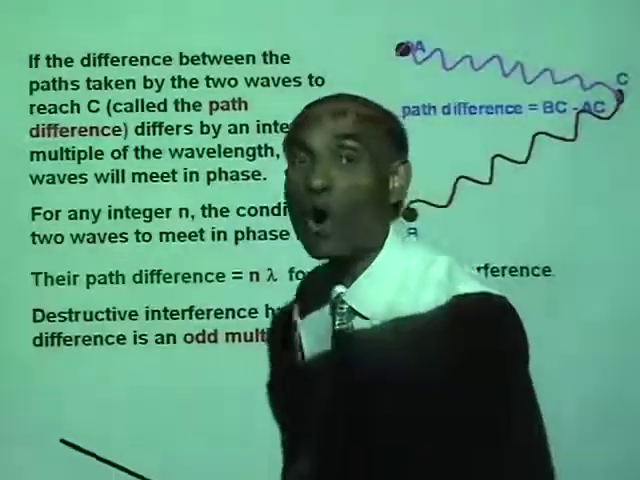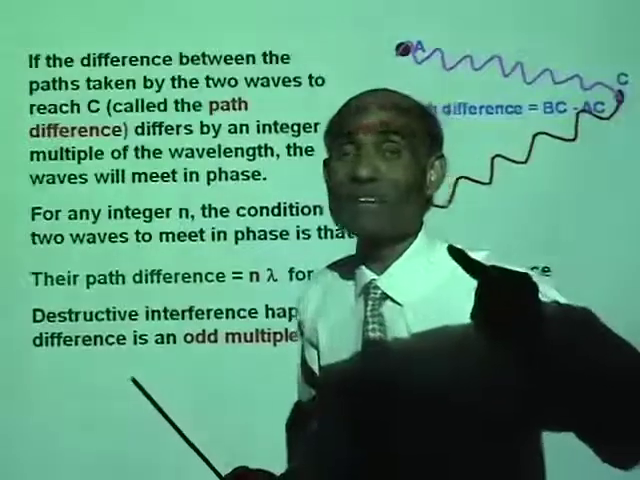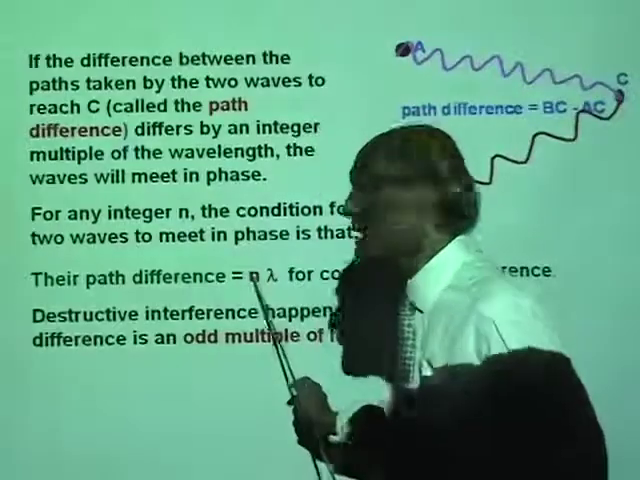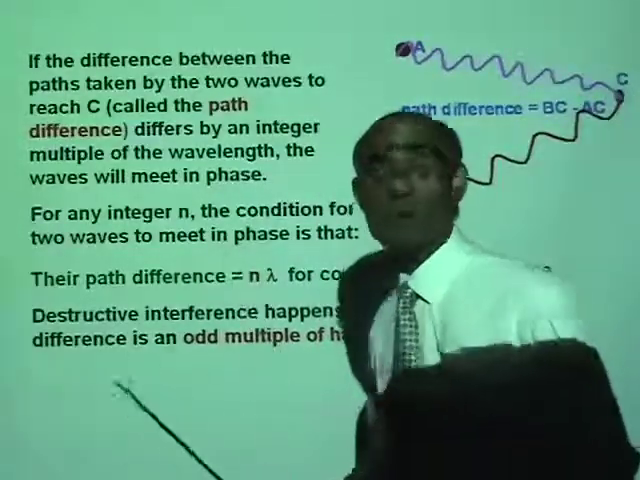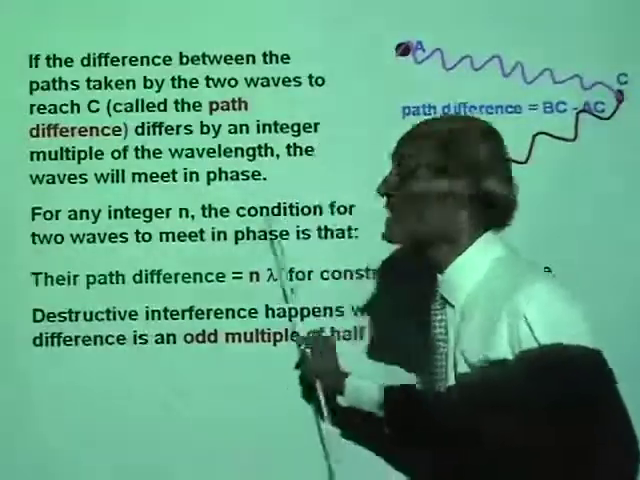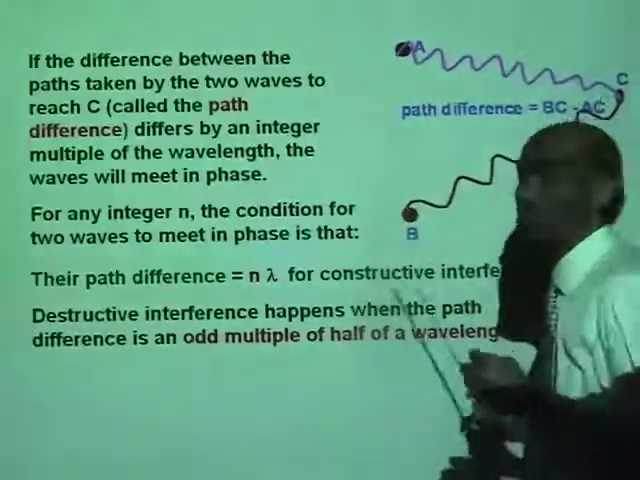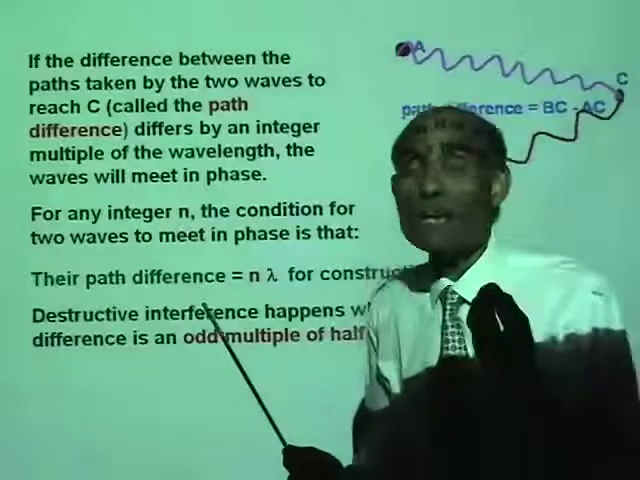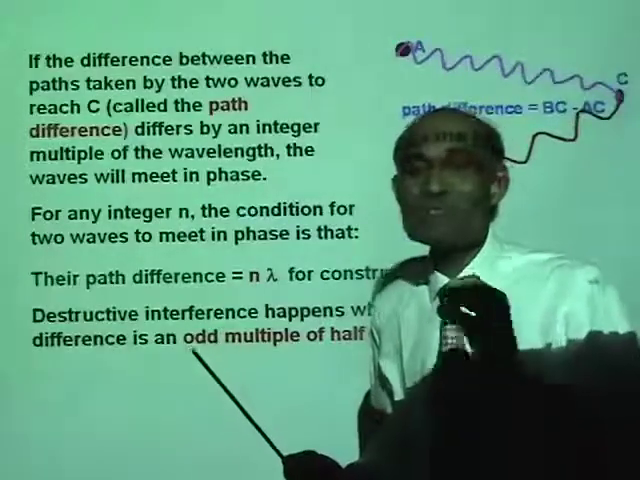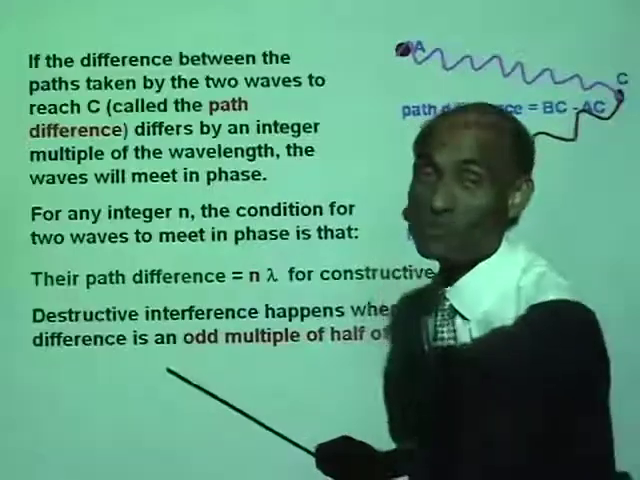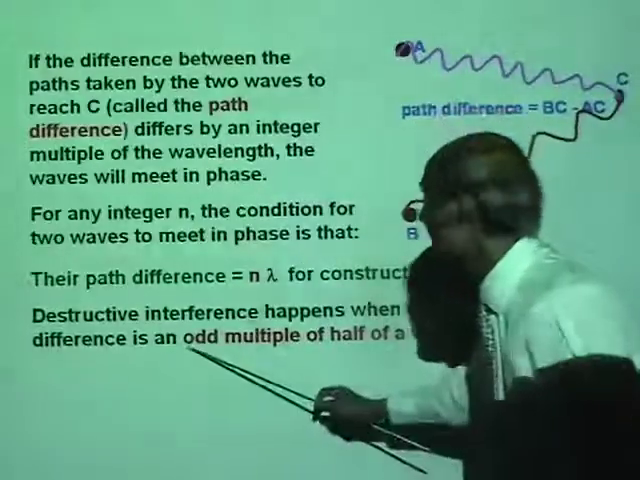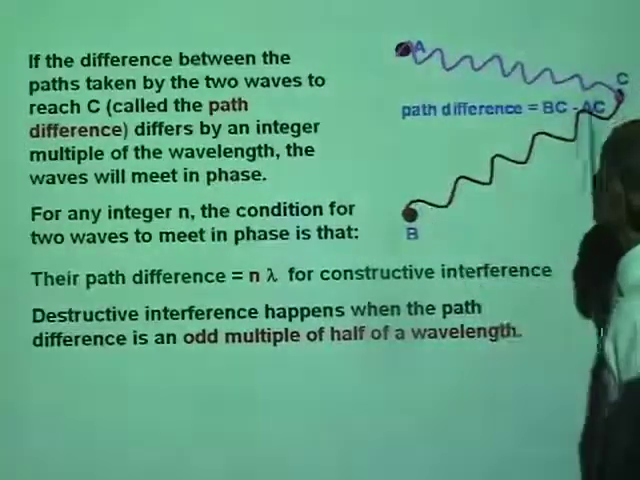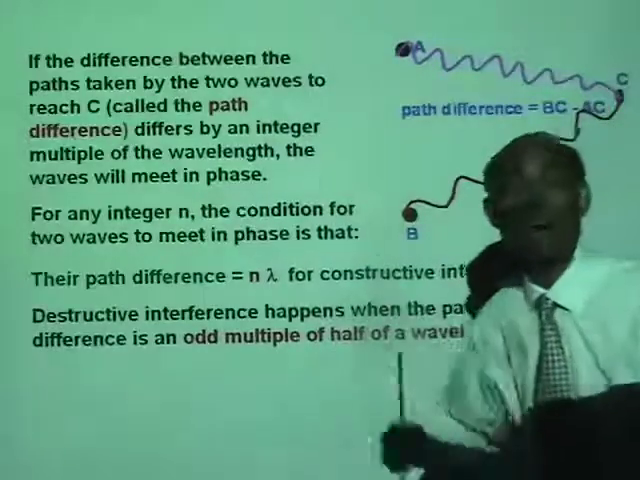Why do we have to have an odd multiple of half a wavelength? Because when you take an even multiple of half a wavelength, they will become integer numbers. Now what we need for destructive interference is that the path difference must be some odd multiple of half a wavelength. 1 lambda by 2, 3 lambda by 2, 5 lambda by 2, and so on. If the path difference is an odd multiple of half a wavelength, then the waves from A and B will reach C completely out of phase.